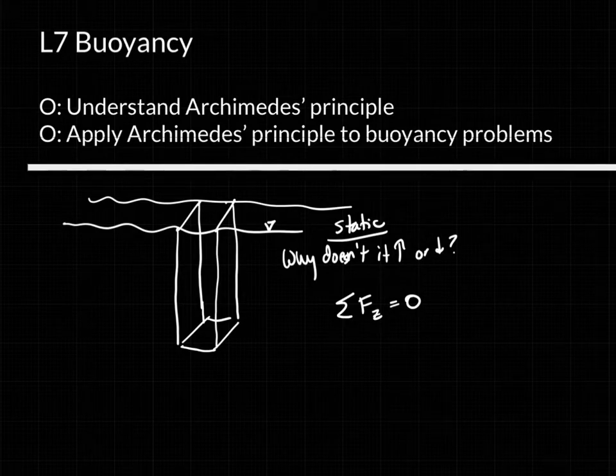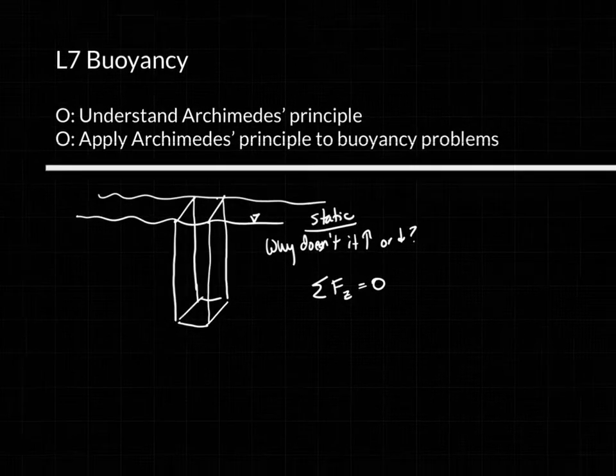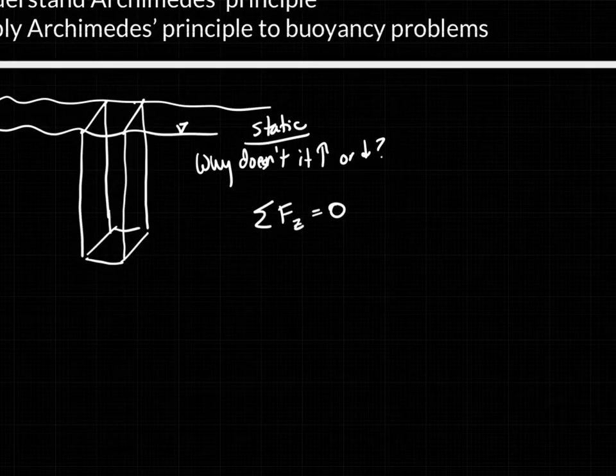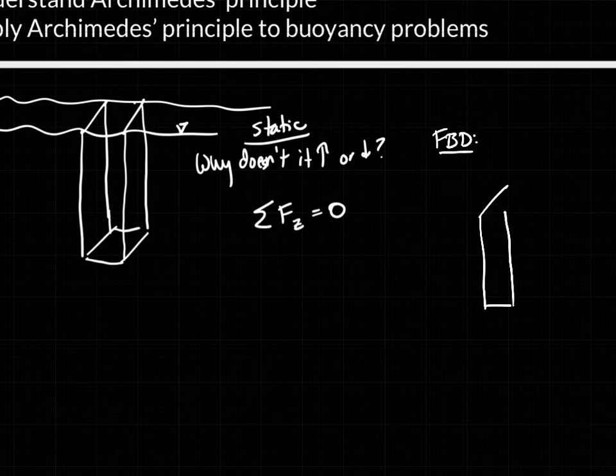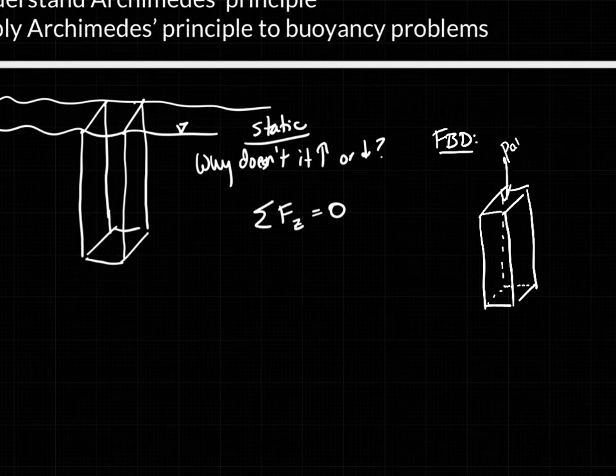So that's cool. Anytime we want to analyze the sum of the forces in the z equals 0, we need to do a free body diagram. So I'm going to draw a free body diagram of this column, which luckily is an easy free body diagram, or at least an easy drawing. So there it is. Now, what are the forces on this thing? Well, we've got an atmospheric force on top, PATM.